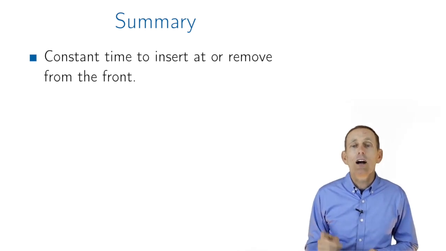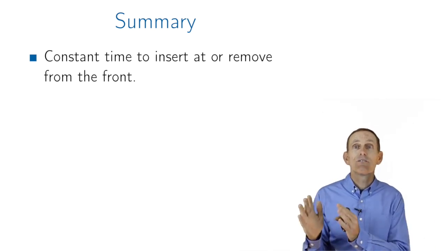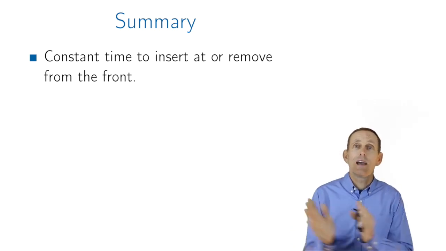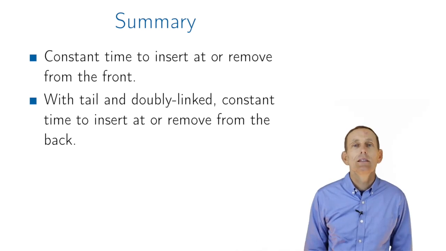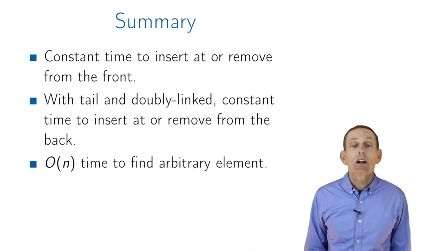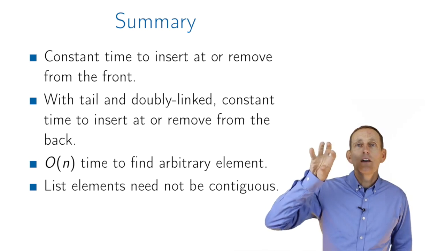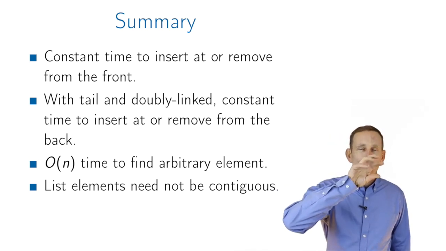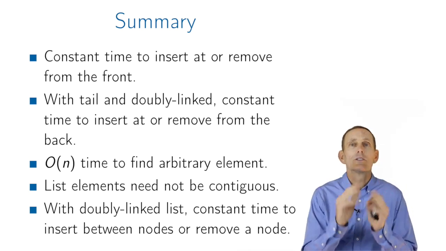However, linked lists are constant time to insert at or remove from the front. Unlike arrays, right? We saw with arrays, if you want to insert at the front or remove from the front, it's going to take you order n time because you may have to move a bunch of elements. If you have a tail and doubly linked, it's also constant time to work at the end of the list, so you can get, add, and remove from there. It's linear time to find an arbitrary element. The list elements are not contiguous as they are in an array. You have separately allocated locations of memory, and then there are pointers between them. And then with a doubly linked list, it's also constant time to insert between nodes or to remove a node.